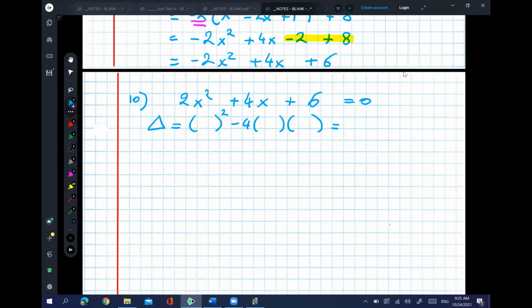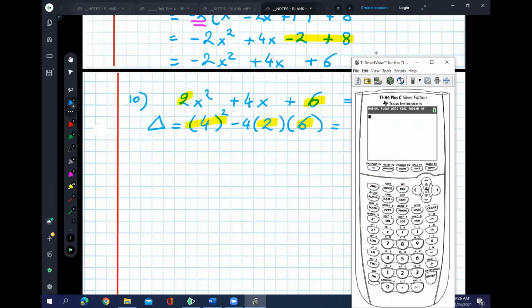So for question number 10, you are given a quadratic equation, 2x squared plus 4x plus 6 equals 0. You're first going to calculate the discriminant, which is b squared minus 4 times a times c. Just grab your calculator.